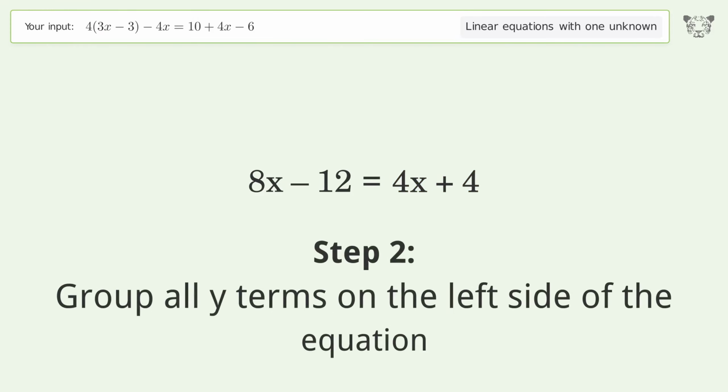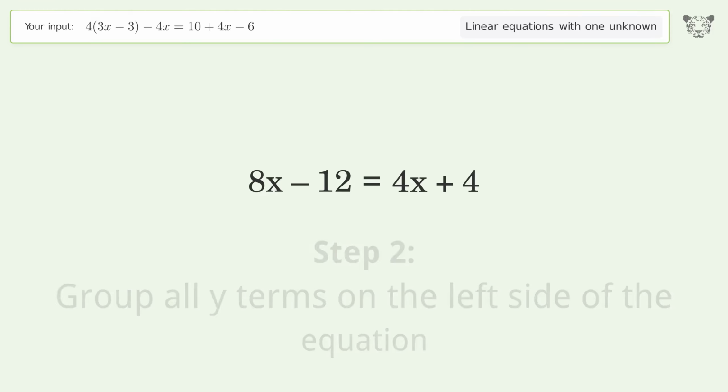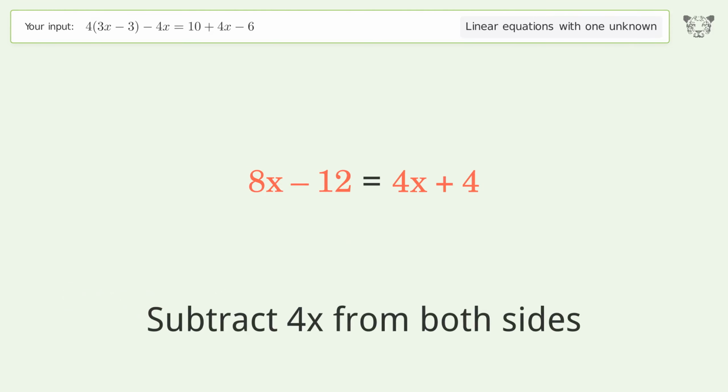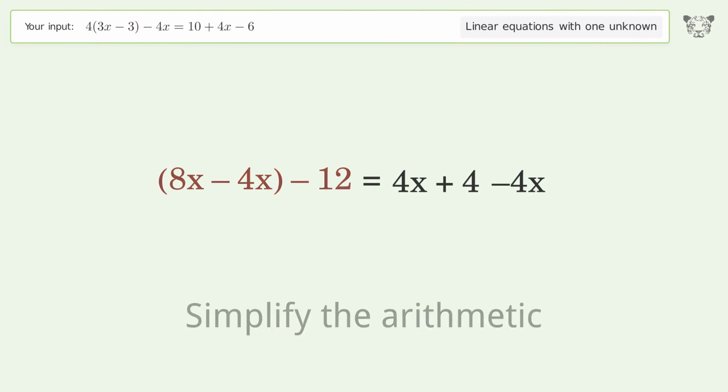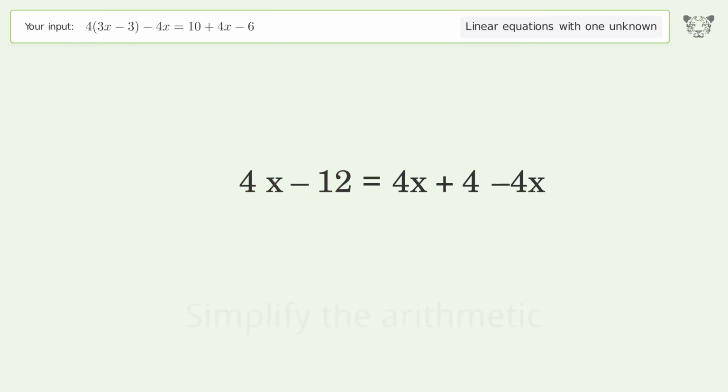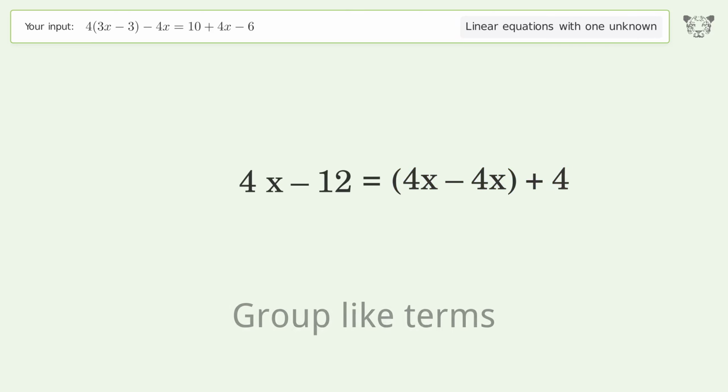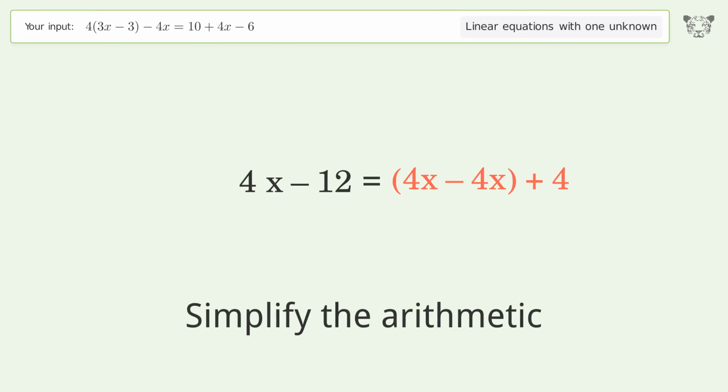Group all y terms on the left side of the equation. Subtract 4x from both sides. Group like terms. Simplify the arithmetic. Group like terms. Simplify the arithmetic.